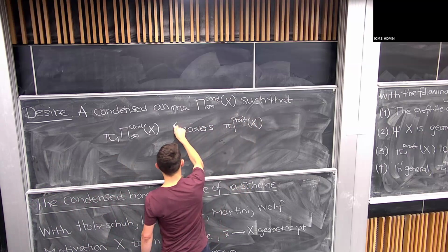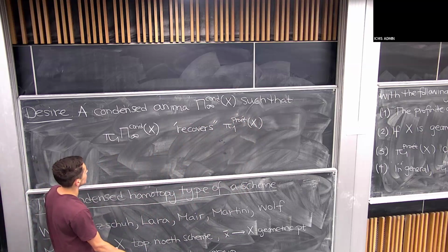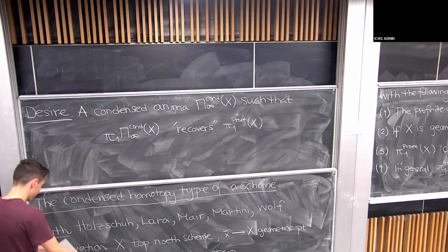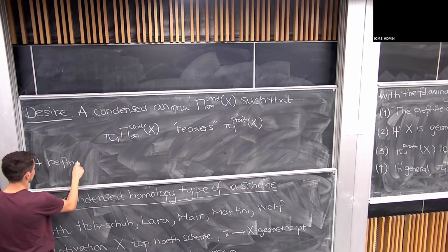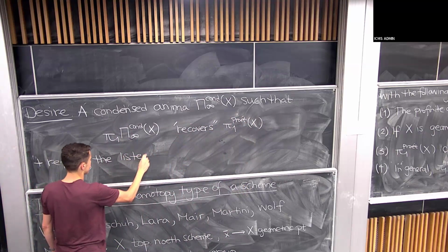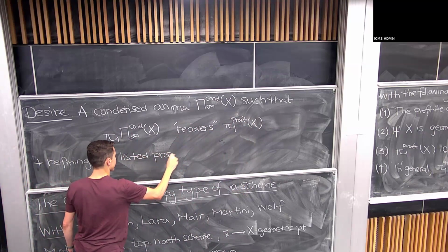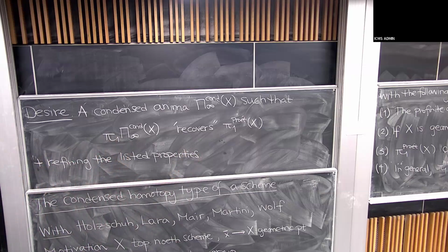And let me put this in quotes because we'll have to be a little bit careful about what exactly that means. The spoiler is it won't be exactly that, but it will be some more refined thing that's actually in many ways better, and refining the listed properties. Okay, so that's the type of object we want.